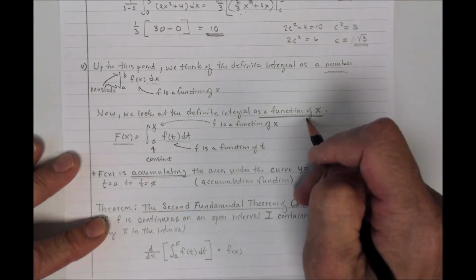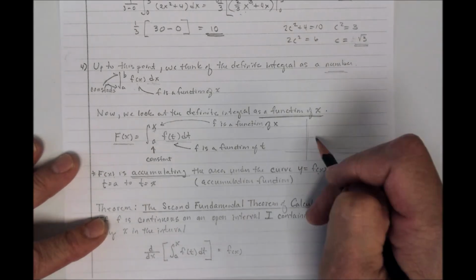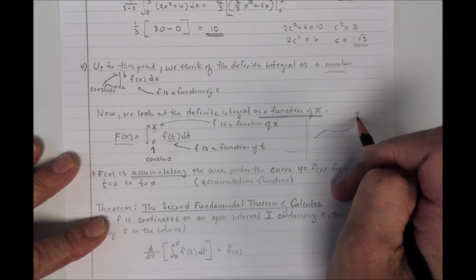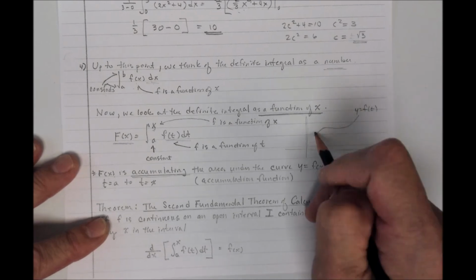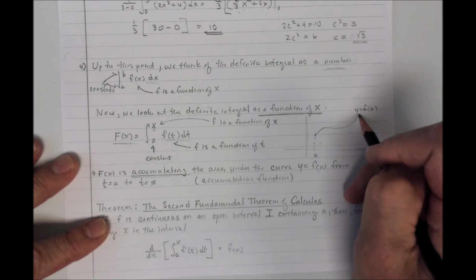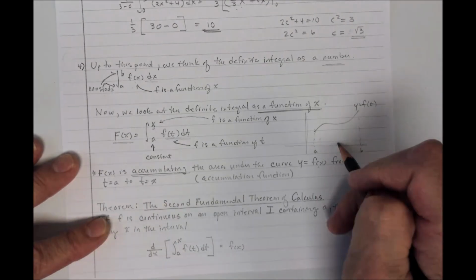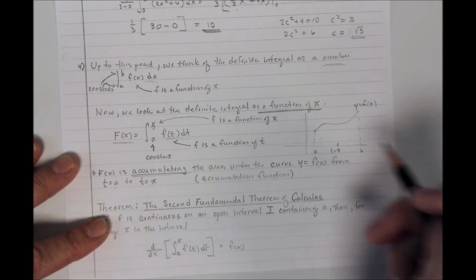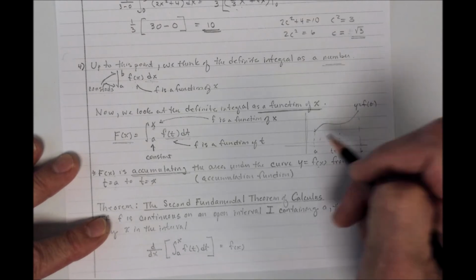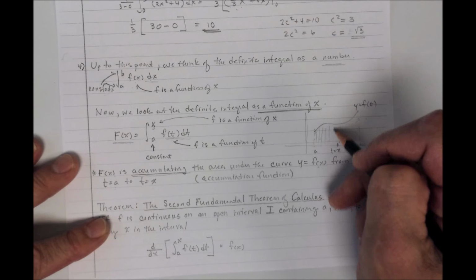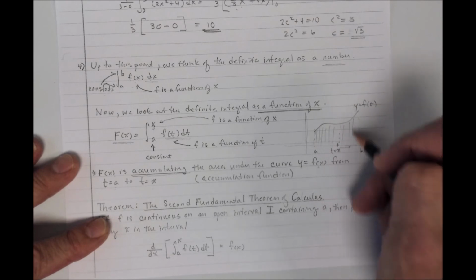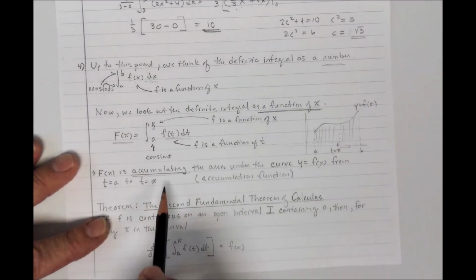So what happens here is, here's some curve, y equals f of t, and this is from a perhaps to b here. And so we're looking from a to x, where perhaps t equals x might be somewhere around here. It's accumulating the area. As x gets bigger, it's adding more area to it. So it's an accumulation function.